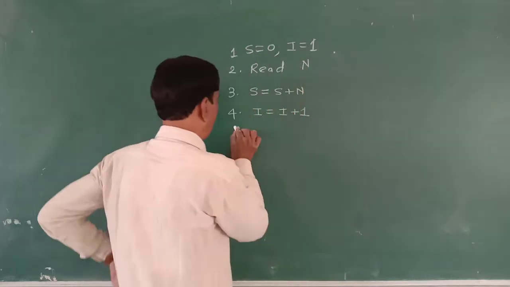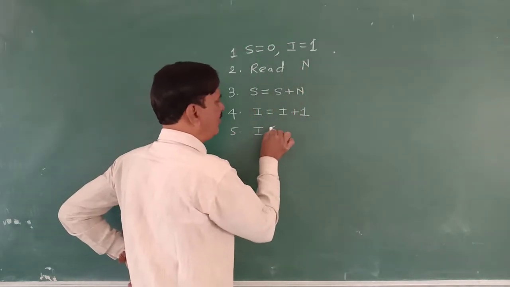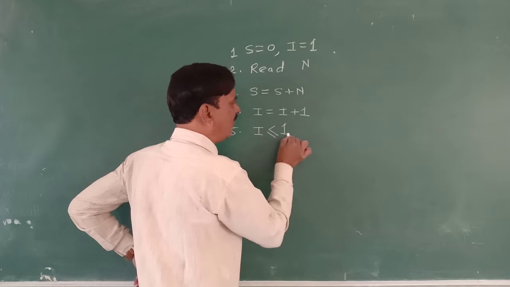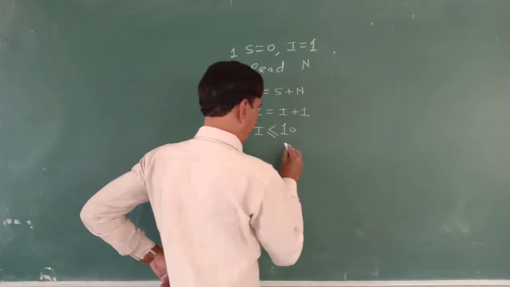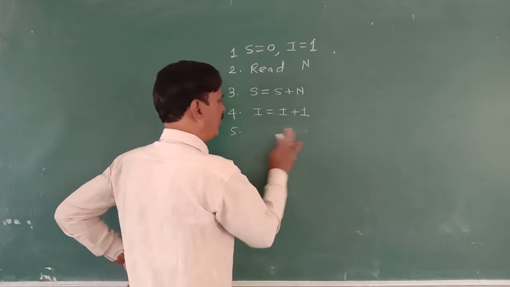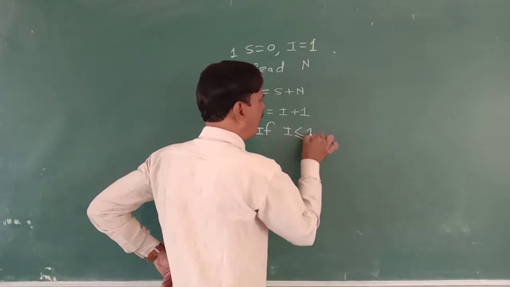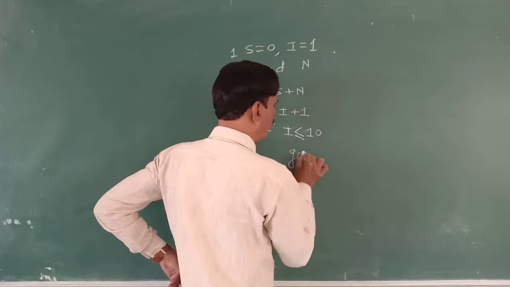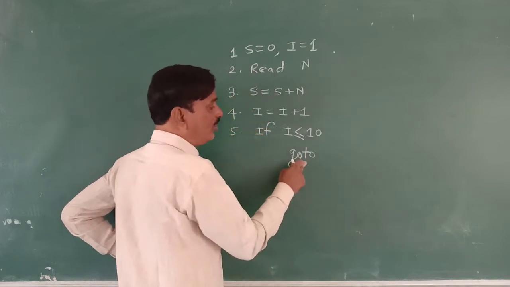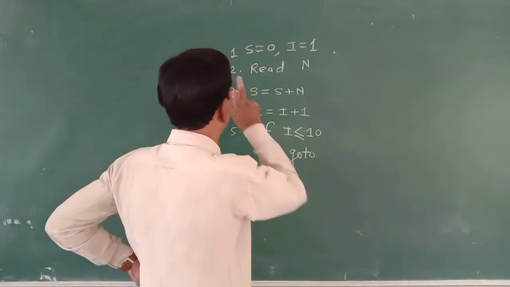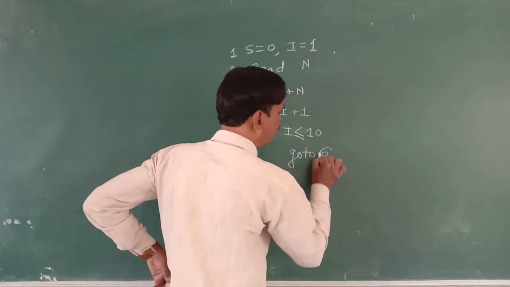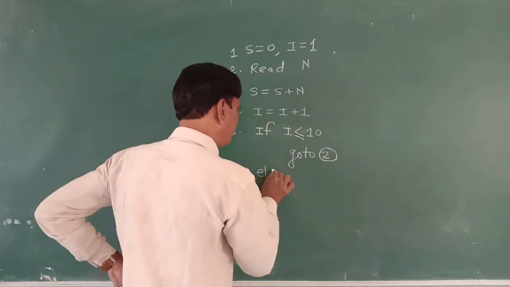So we'll ask the computer whether I is still smaller than or equal to 10. If yes, if I is smaller than or equal to 10, then go to send the control back. By using this go to instruction, we are sending the control back. Where? Read here. Else, now what will happen?